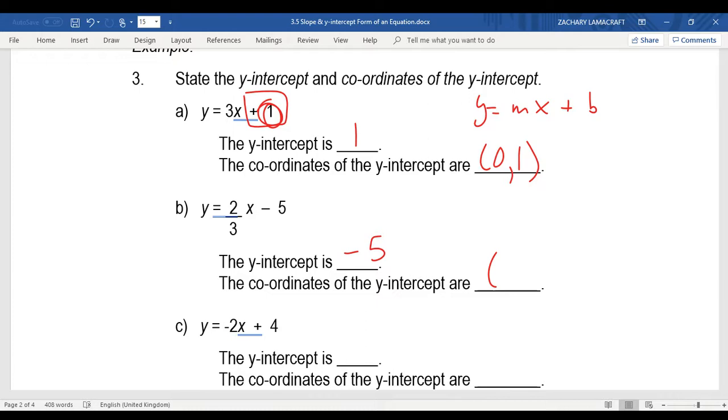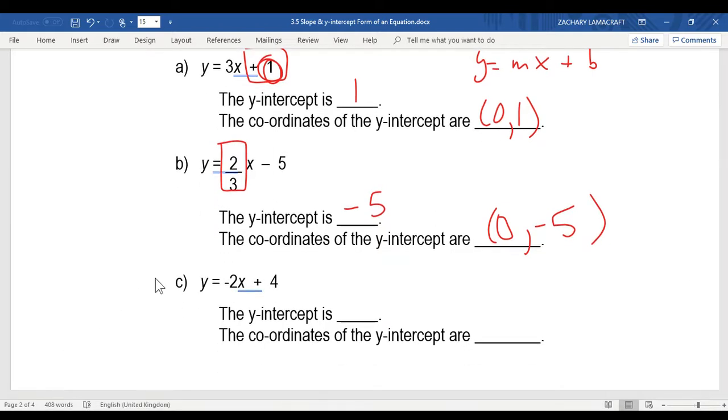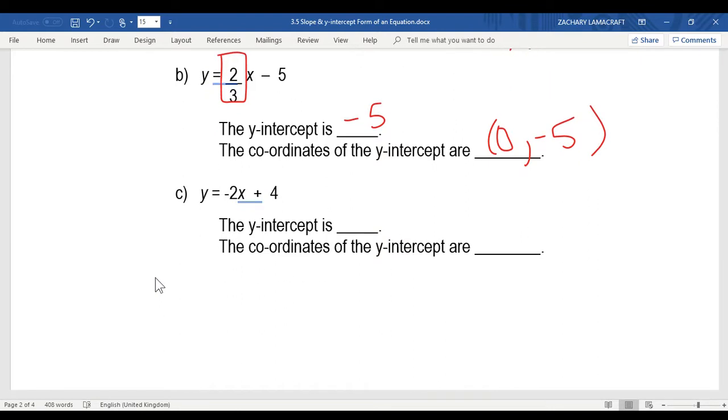No. Why do we keep going to that? We're not worrying about the slope. 0 what? Awesome. Much better. Okay. Don't worry about that pesky slope right now. Last one. Let's nail this one down. What's our y-intercept? 4. What's our coordinates? 0. And boom. Nailed it.